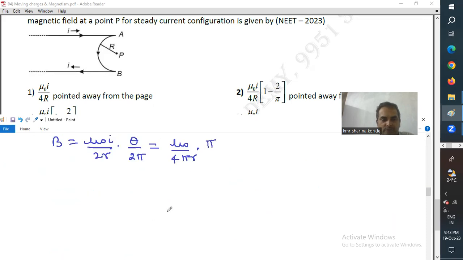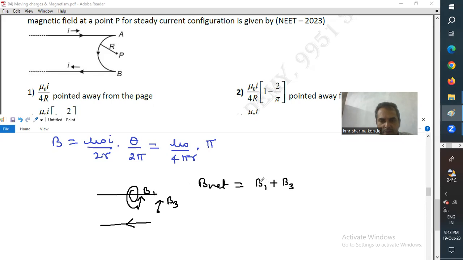Okay, then you assume like this. Suppose this is the finger, right hand thumb rule. While crossing this particular point, field will be inwards. For this conductor, while crossing this particular point, field will be inwards. So therefore, this is going to be B1, this is going to be B3. So B1 and B3 get added, but from the combination of B1 and B3, B2 is subtracted. So therefore, B net is equal to B1 plus B3 minus B2.